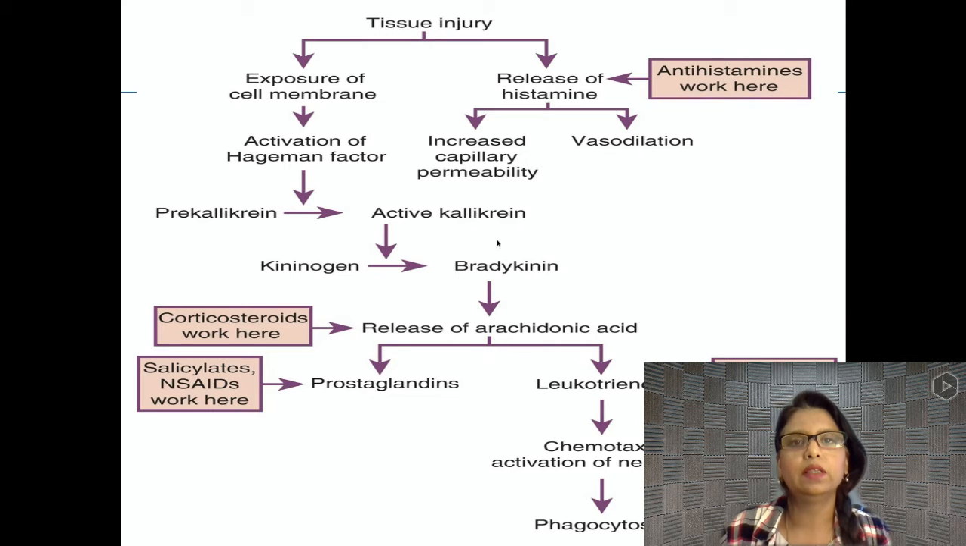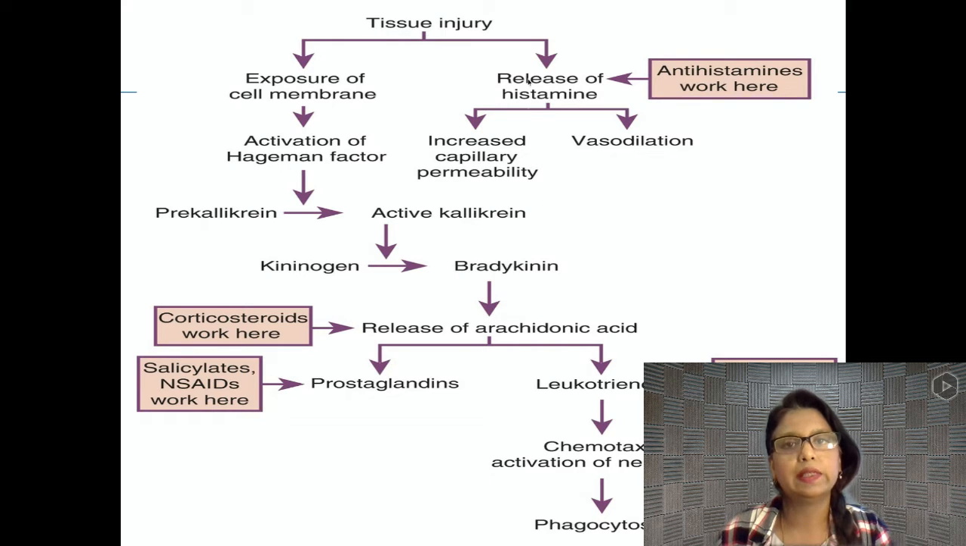Now, to begin with, this is a little cascade. At the beginning of tissue injury in your body, there is exposure of the cell membrane, which causes activation of Hageman factor. Hageman factor will activate the kinins, and kinins will activate bradykinin. Bradykinin will activate release of arachidonic acid, which will cause prostaglandin release, leukotrienes, and phagocytosis at the end.